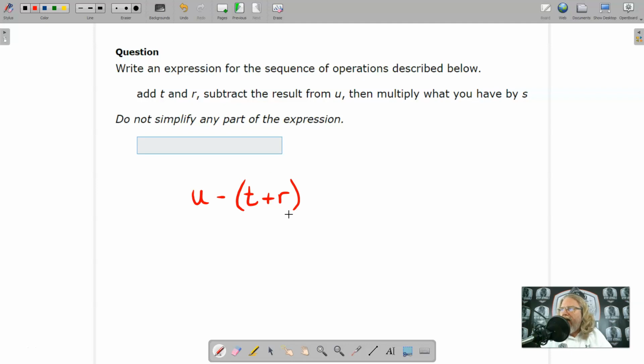All right, I need all of this, and then I need to multiply it by s. So I need to put parentheses again and hold all that in there, and then we're going to multiply by s. Again, you could put the value s on the end. I just think it's better to put it on the beginning. Either way, we're going to work from the inside. We're going to add t and r. Then after we do that, we're going to subtract that from u. And then after that, we're going to multiply everything that we have from there by the value of s. So this matches up with the statement. We've made our mathematical sentence to match up with the expression there.